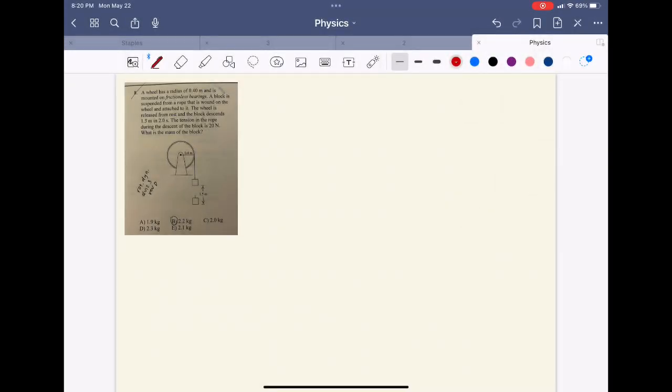Alright, so this is going to be from the Rotational Dynamics Quiz 3. This is version D. It states that a wheel has a radius of 0.4 meters. Attached to it is a block, and this block is going to descend 1.5 meters in 2 seconds. It is starting from rest, and the tension in the string is 20 newtons.